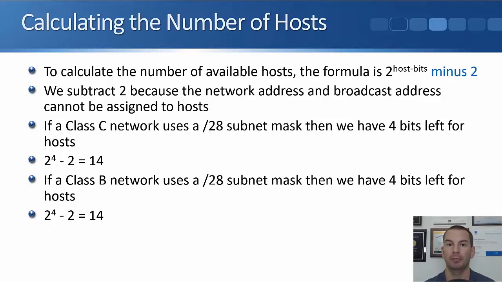If we've got a class B network and it's using a /28, again, we've got 4 bits left for our hosts. So 2, 4, 8, 16 minus 2 is 14. It's exactly the same. So notice that the amount of hosts we're going to get is going to be dependent on the subnet size, and it's going to be the subnet mask size. It's going to be the same whether it's class A, class B, or class C.